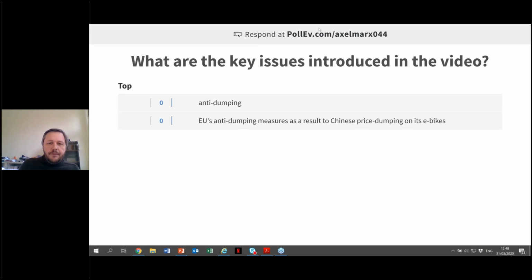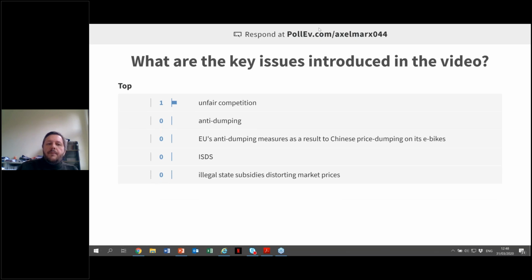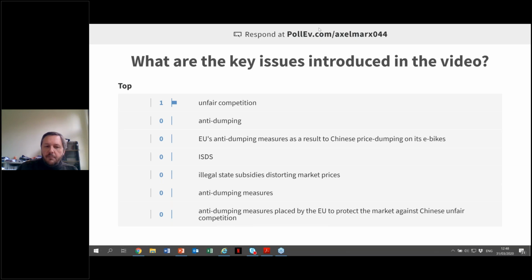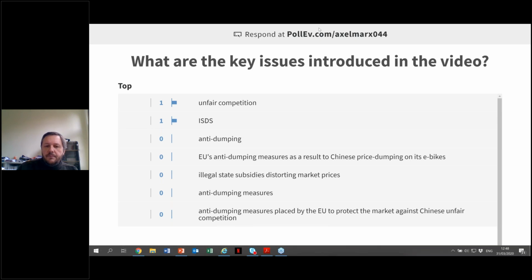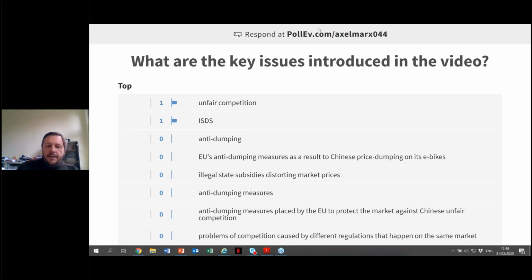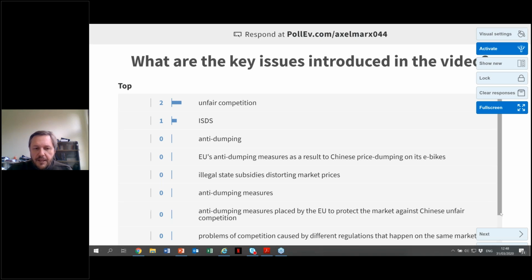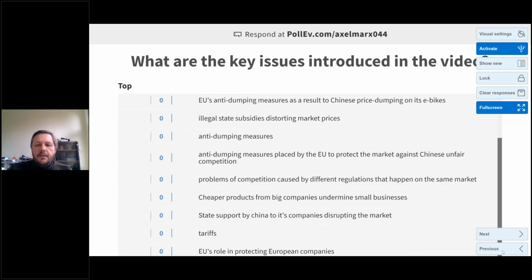Somebody says anti-dumping. Unfair competition, anti-dumping as a result of Chinese price dumping on its e-bikes. Somebody mentions ISDS. Illegal state subsidies distorting the market prices. Anti-dumping measures placed by the EU to protect against unfair competition. So these elements come back a lot.